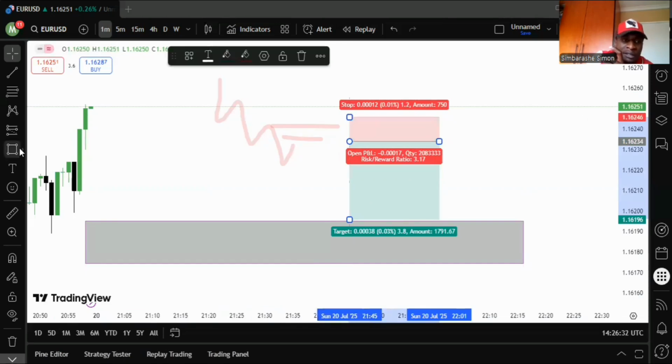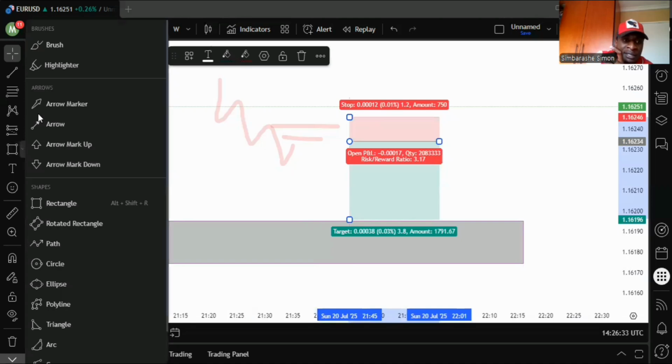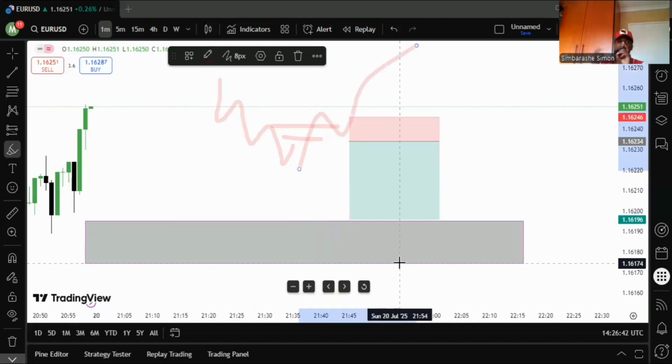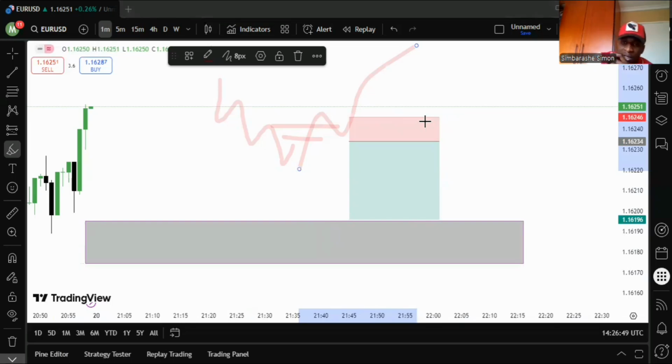Because if the market decided to come here and hit my SL like this, that means the direction is changing now. We are going what? Bullish. Simple. We are going bullish. Simple like this, guys. So that's how it is, guys. I hope you understand about risk management and how I enter my trades.